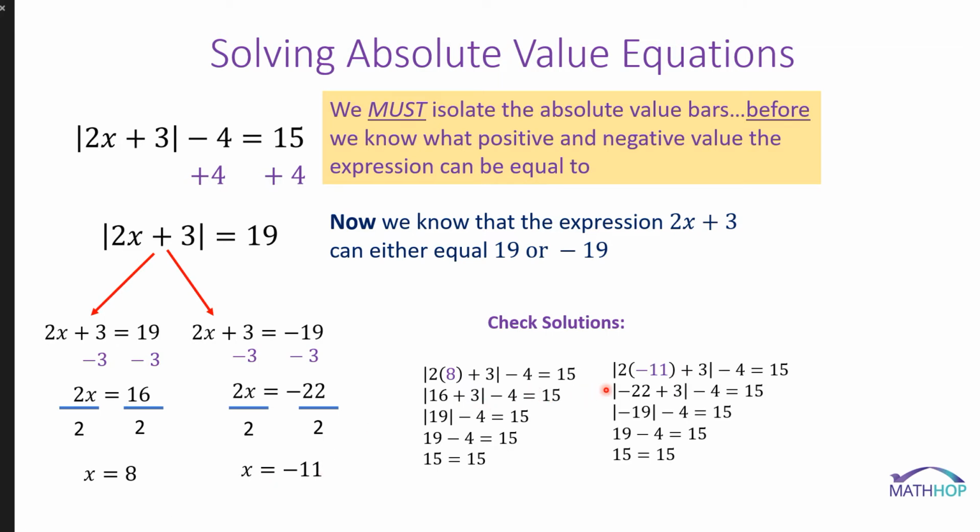Let's check the other solution. 2 times negative 11 plus 3, all within the absolute value bar, minus 4 equals 15. So if we just work within the absolute value bar, we get 2 times negative 11 is negative 22. Negative 22 plus 3 is negative 19. The absolute value of negative 19 is 19. 19 minus 4 still equals 15. Everything looks good.